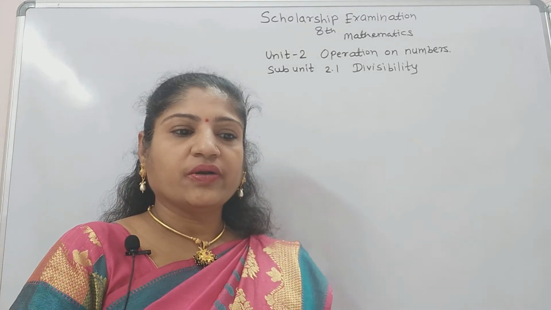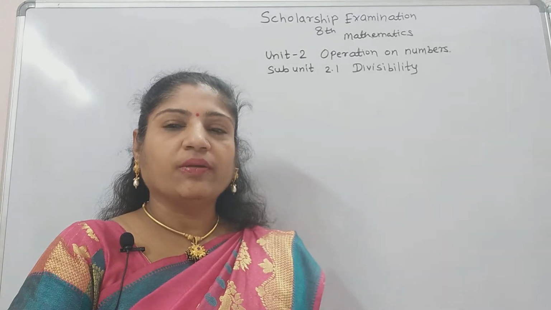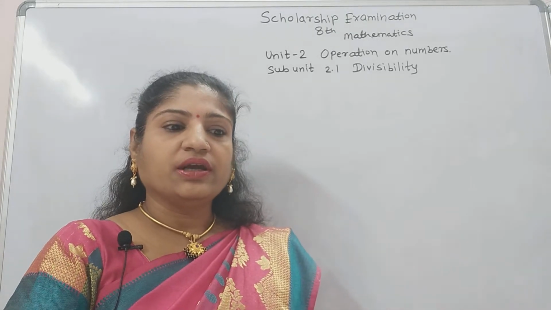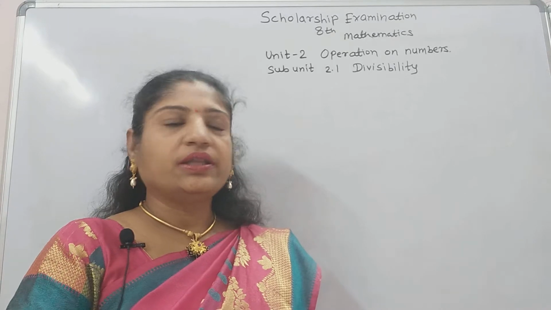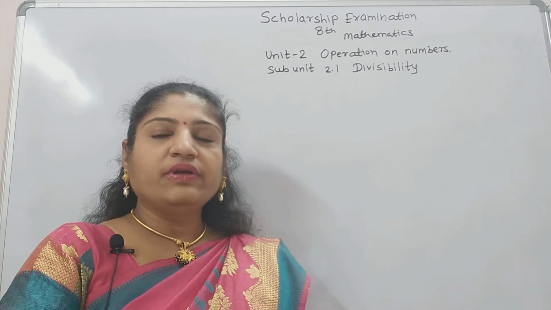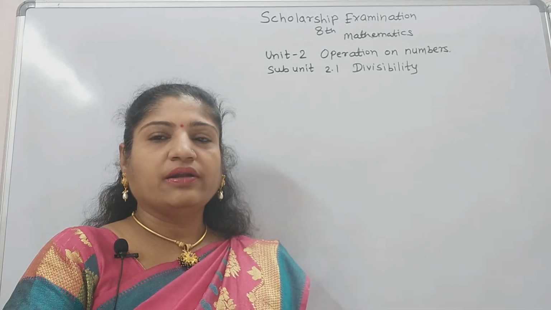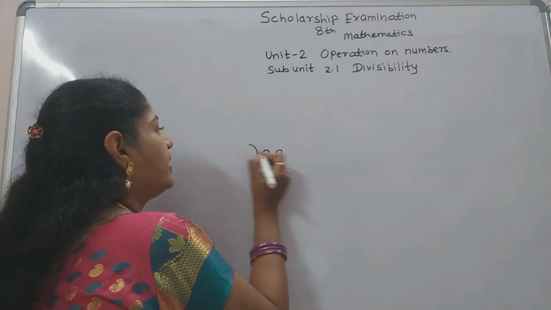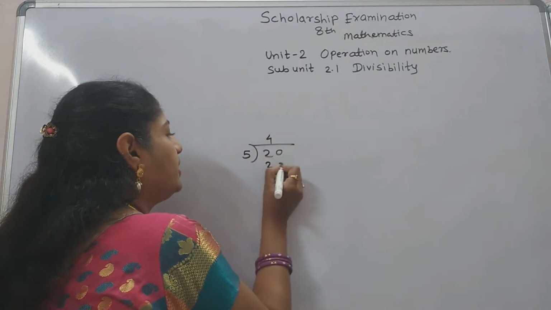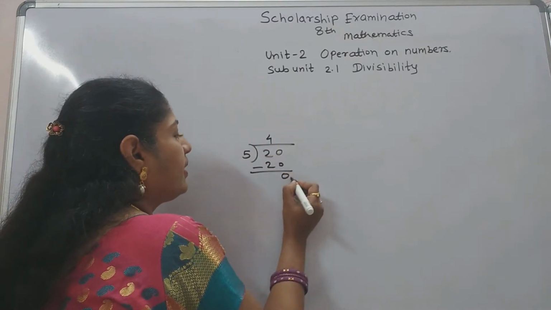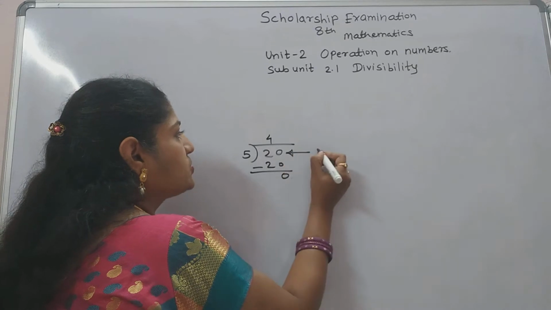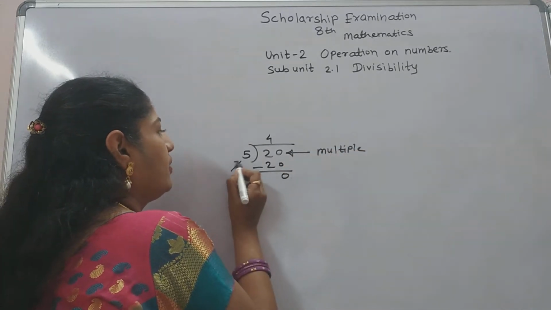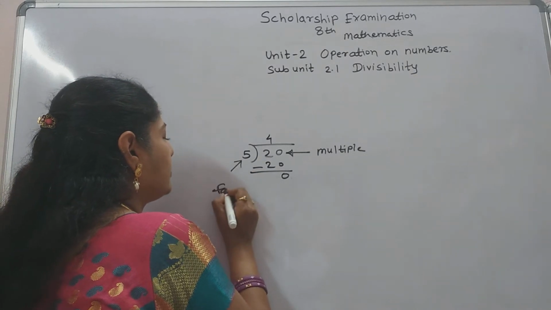Hello student, today's topic is operation on number and subunit is divisibility. In a division, if the remainder is 0, then the dividend is called the multiple and the divisor is called the factor. For example, 20 divided by 5: 5 fours are 20. Remainder is 0, so the dividend is called the multiple and the divisor is called the factor.